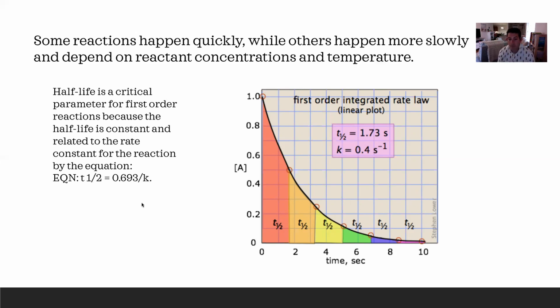And k, that rate constant, gives us an idea of how quickly the reaction occurs. The smaller the value of k, the bigger the half-life is going to be. So if we divide by a really small number here, we're going to get a bigger half-life. The bigger k is, the smaller the half-life. And that's the rate constant, something that does not change for the reaction. And again, only first order reactions.